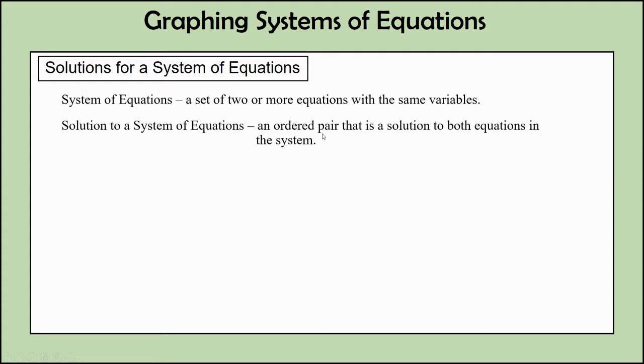A solution to the system is an ordered pair that's a solution to both equations in the system. In other words, an xy value that, when you substitute it into either equation, makes both true. So you're looking for the ordered pair that makes both of the equations true in the system.